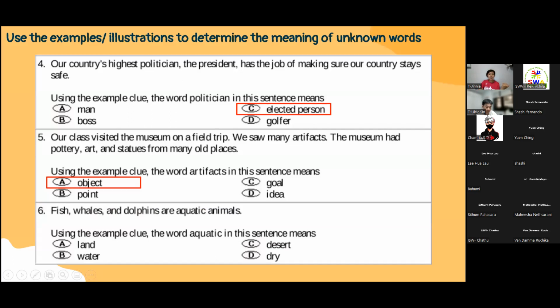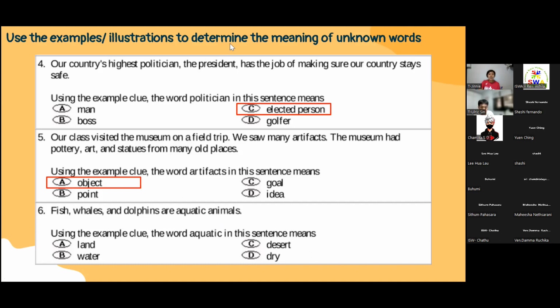Yes, Buhumi. Fish, whales, and dolphins are aquatic animals. Using the examples clue, the word aquatic in this sentence means... Very good. Thank you, Buhumi. Like I said, this is a very simple sentence. If you know your prefix and suffix, you will roughly guess what aquatic is. But the examples are here: fish, whales, dolphins. What are they? They are things that you find in the water. Very good. That was very fast.